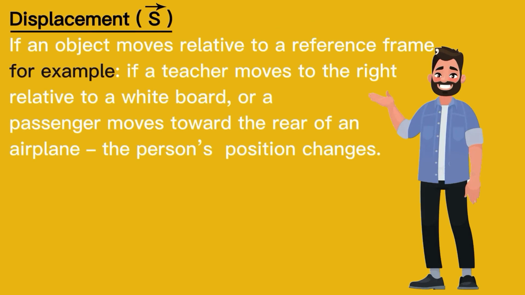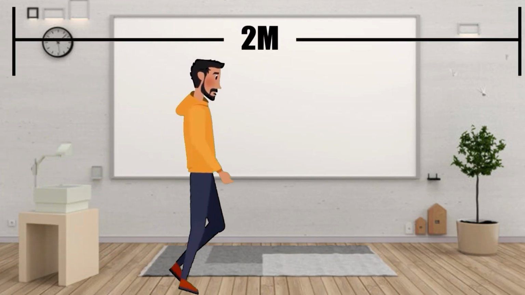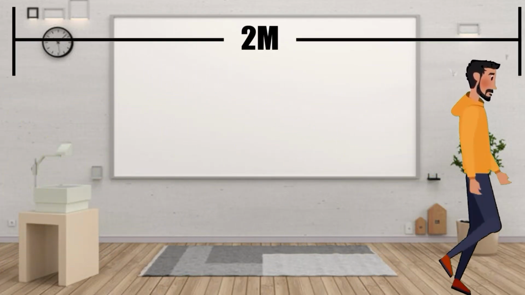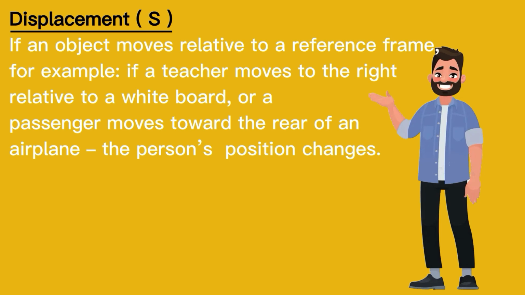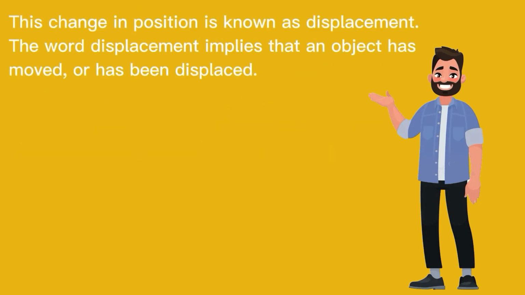Displacement. If an object moves relative to a reference frame, for example, if a teacher moves to the right relative to a whiteboard, or a passenger moves towards the rear of an airplane, then the person's position changes. This change in position is known as displacement. The word displacement implies that an object has moved, or a person has moved, or has been displaced.